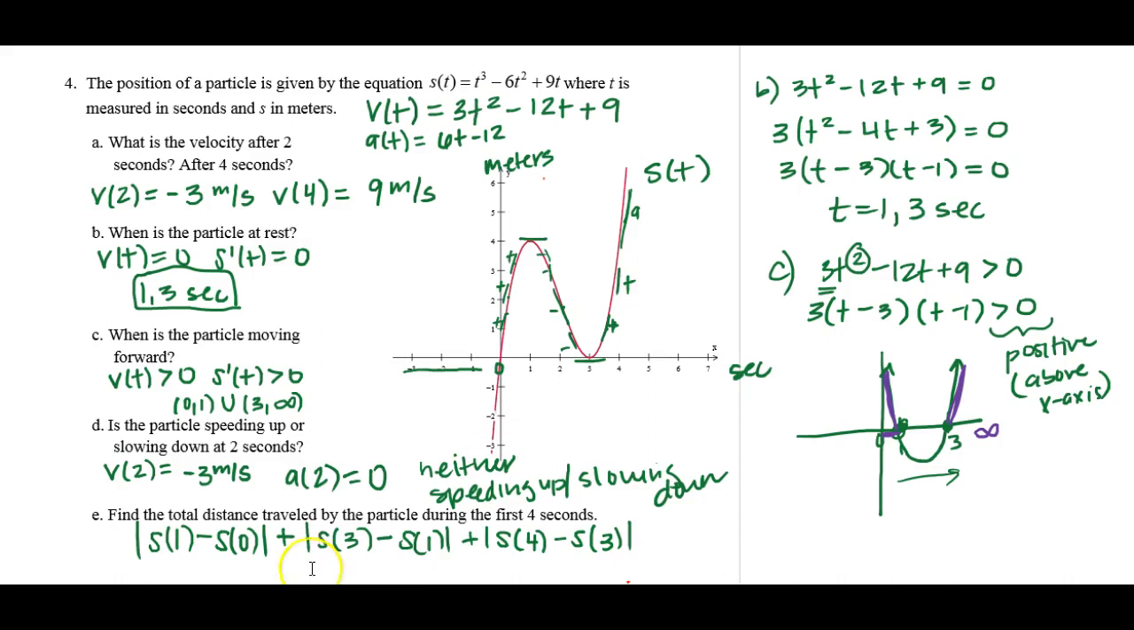So in the interest of time, I'm going to tell you the answer. This is the absolute value of 4 plus the absolute value, this happens to be negative 4, and this one happens to be positive 4. So this would be 4 plus 4 plus 4, so a total distance of 12, and my units are in meters.